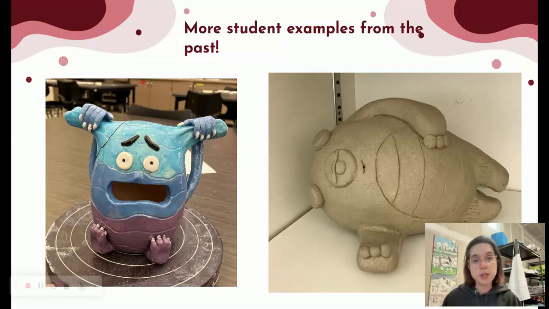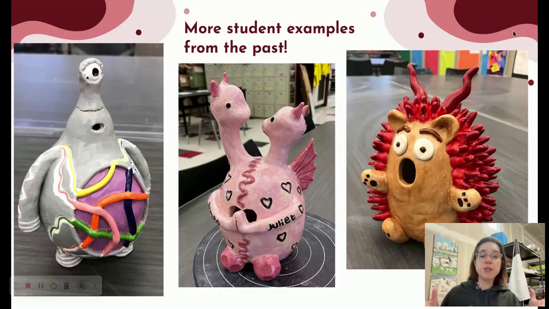Now these are some more student examples from the past. You could have a monster that's just sitting. You can also have a monster like this one that is lying down. The whole point is that the body and the head are made using pinch pots. There are many different details you can include on your monster to help convey that emotion. Obviously, we're looking at the facial expression as well as the body language, but you also can add lots of unique details.